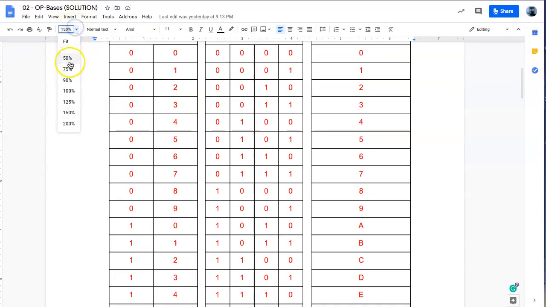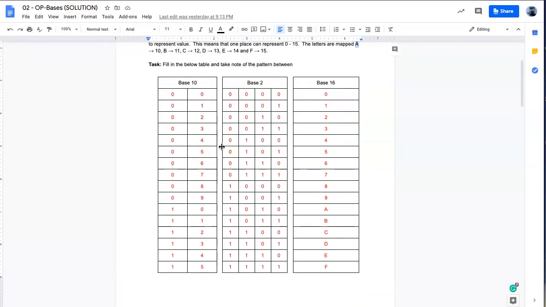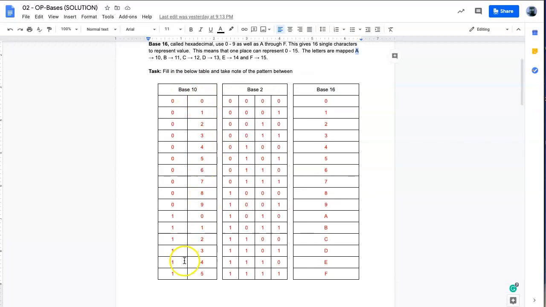And I'm just going to zoom out a little bit so you can see the whole table. There it goes. So if I asked you to fill in this base 10 table, we can do that pretty easily. We start here with the ones unit, and we say 0, 1, 2, 3, 4, 5, 6, 7, 8, 9. And now we've run out of digits to use, so we write 10. So we say 10, 11, 12, 13, 14, 15. And that should make sense.